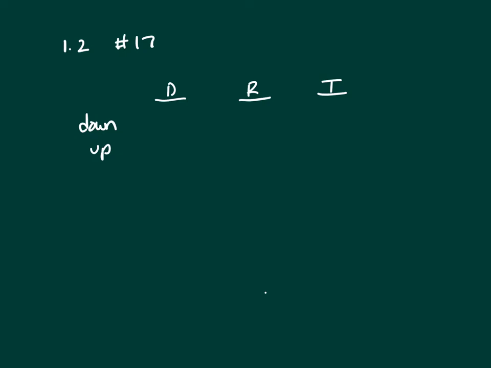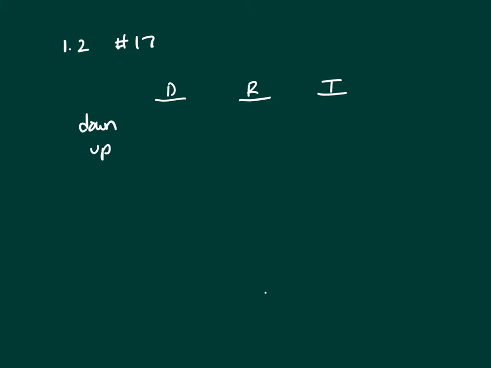So this is a distance rate time problem. It tells me the barge travels at a rate of 5 miles per hour relative to the water. So that's just if there's no current, the barge goes 5 miles per hour. It tells me the river flows downstream at a rate of 1 mile per hour.